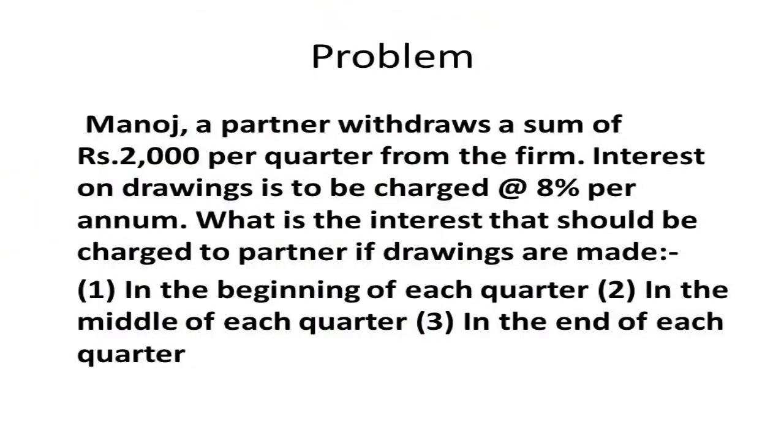So Manoj, a partner, withdrew a sum of rupees 2000 per quarter from the firm. Interest on drawings is to be charged at 8% per annum. What is the interest that should be charged to the partner if drawings are made in the beginning of each quarter, in the middle of each quarter, and in the end of each quarter? Actually, this is the question.